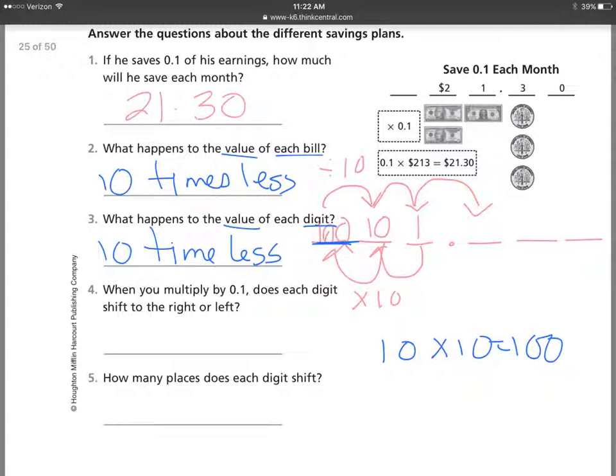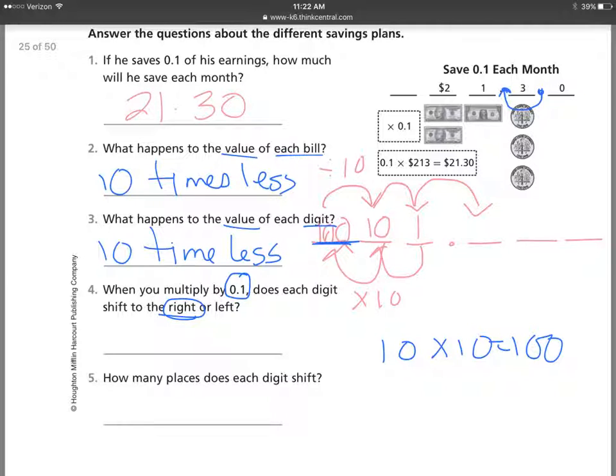Number 4 says, when you multiply by 1/10, does each digit shift to the right or to the left? Well, this used to be 213, and we moved the decimal to the left, but the digits appear to be shifting to the right. We've done this in the past as well when we were multiplying by powers of 10.